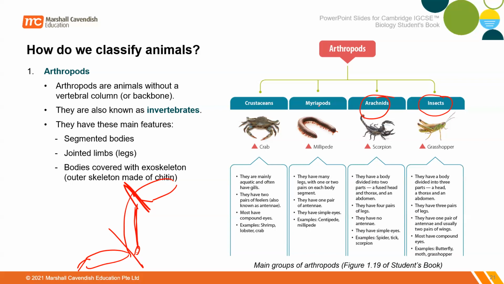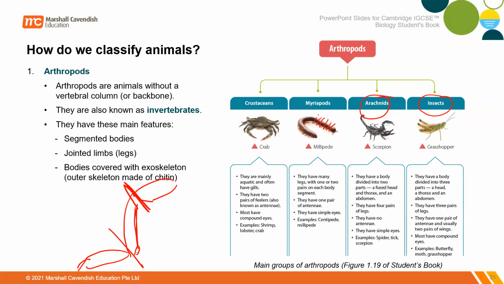They have 2 pairs of feelers called antennae, and most of them have compound eyes. For millipedes or myriapods, they have many legs and 1 or 2 pairs of legs in each body segment. As you can see, a lot of body segments here, and they have simple eyes.